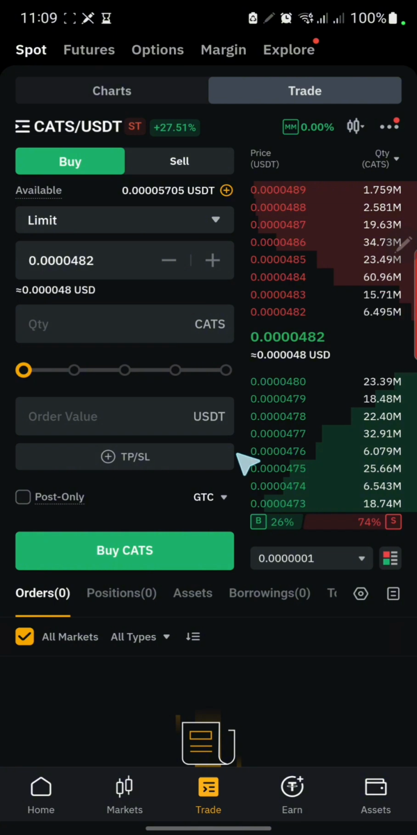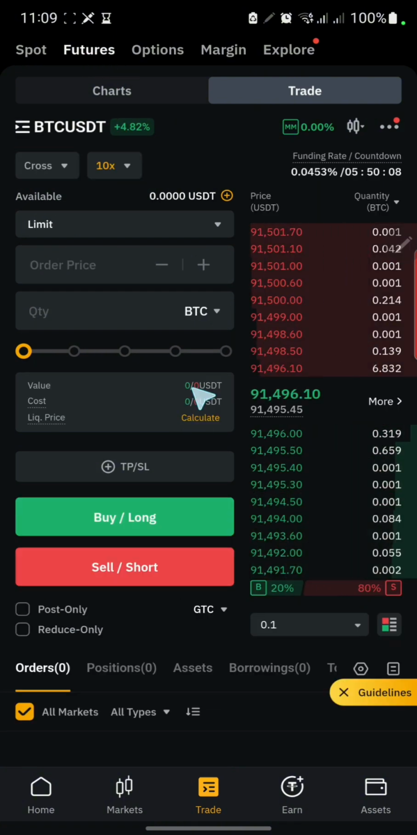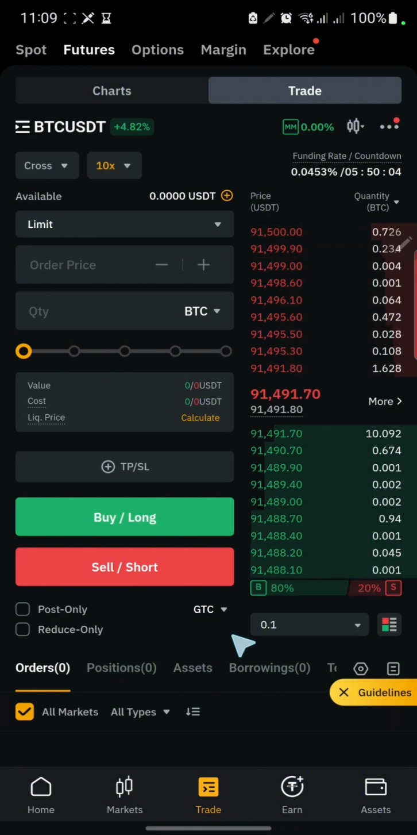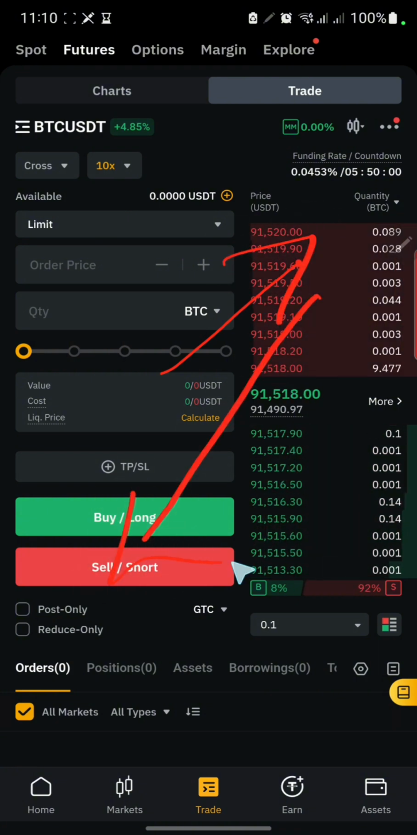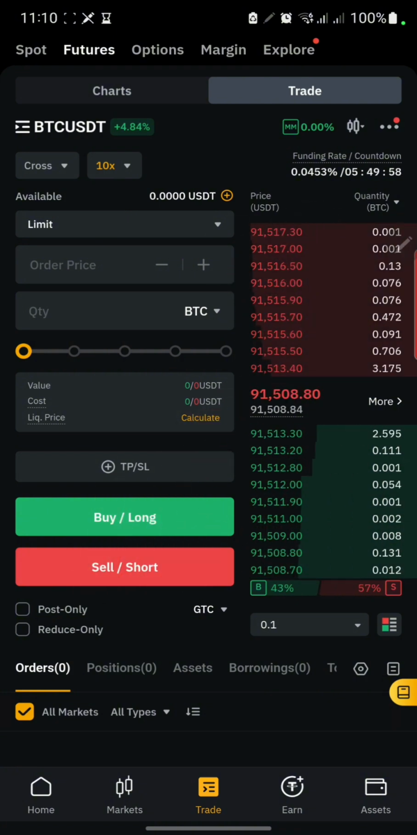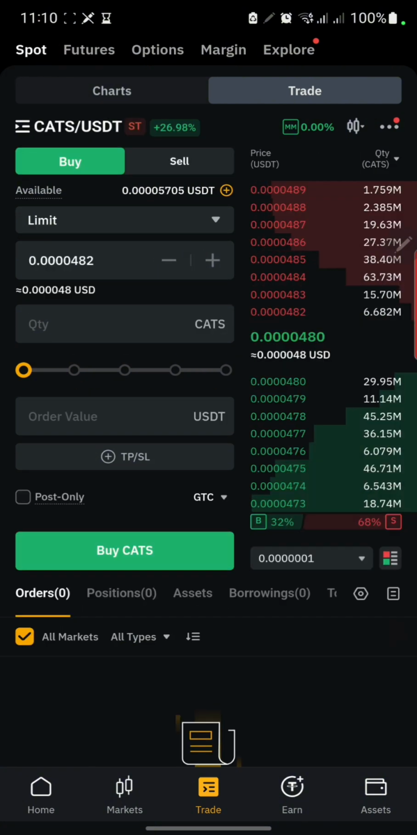Now let me quickly tell you about spot trading. In spot trading, you are buying a specific coin for it to rise in the future. But in futures trading, whether the coin rises, you can make profit. Whether the coin falls, you can make profit. So whether it goes up or it goes down, you can actually make profit. But in spot trading, you only make profit if the coin goes up.